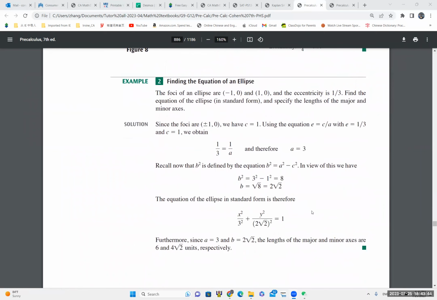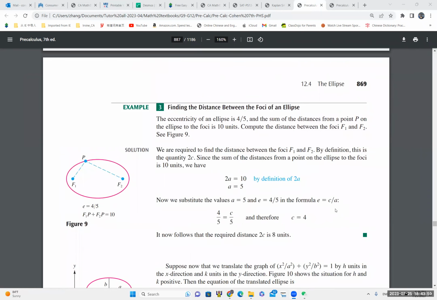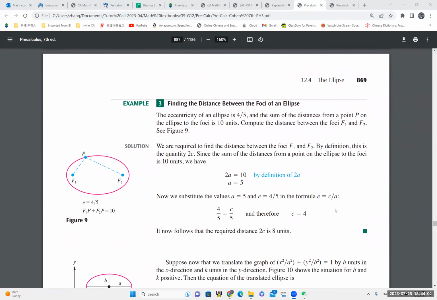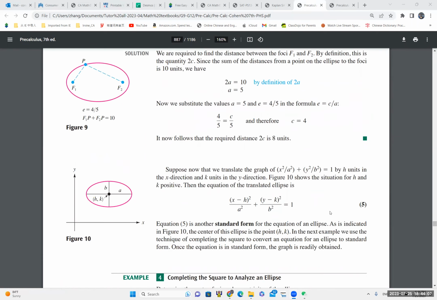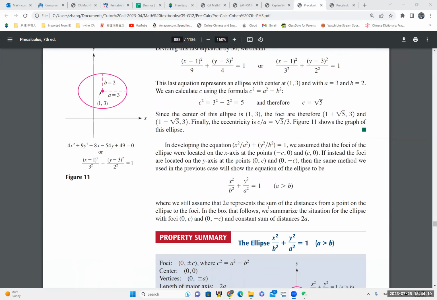We found the equation of the ellipse. You can spend time on the examples after class. Normally we do 1 or 2 exercises. Find the distance between the foci and the ellipse, completing the square. Anyway, you can go through all these examples yourself.